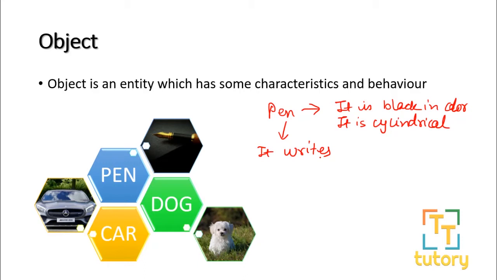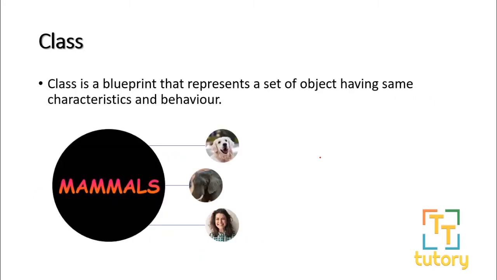Okay, so continuing, now what is a class? A class is a blueprint that represents a set of objects having the same characteristics and behavior. We define a class with a set of attributes and a set of behaviors, like attributes or characteristics and behavior. Now this class will represent a blueprint for a set of objects.